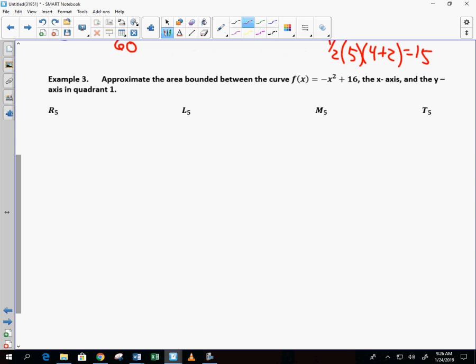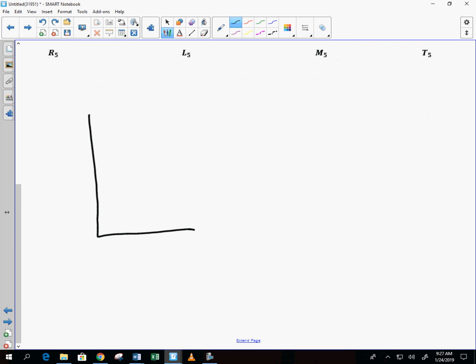All right, good. Are you ready for an easier problem? Okay. Approximate the area bounded between the curve f of x equals negative x squared plus 16, the x-axis, and the y-axis in quadrant 1. Part of what you'll be expected to do on the AP exam, and also in my class, is first come up with a picture. What does negative x squared plus 16 look like?